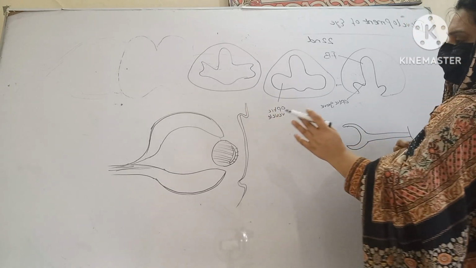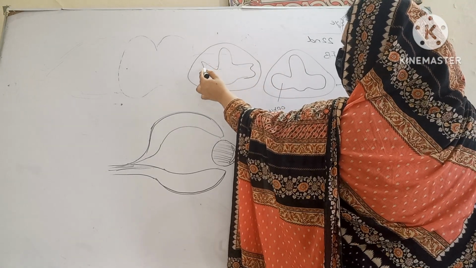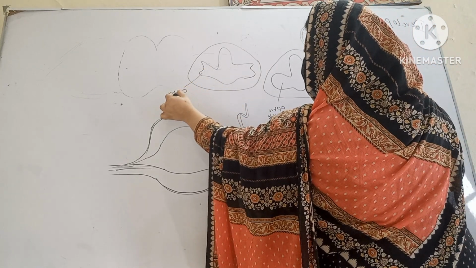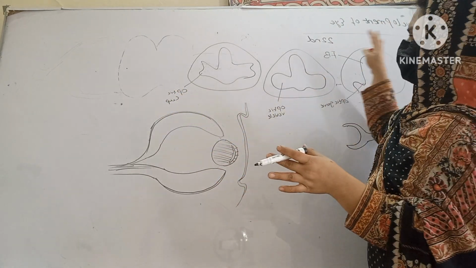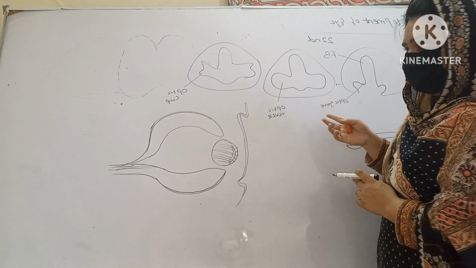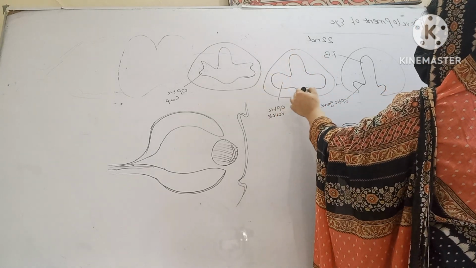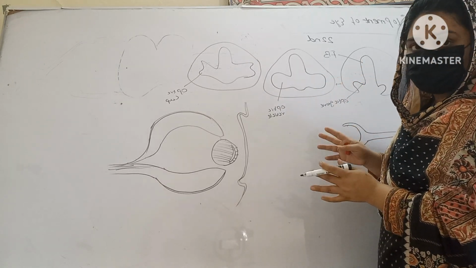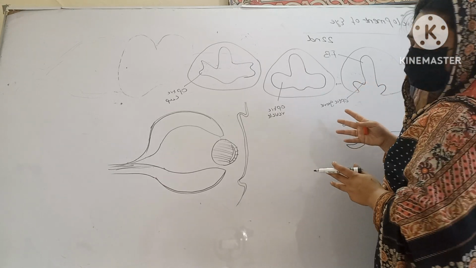Then later on in the development, this optic vesicle is indented inside and it takes the shape of the optic cup. Now this is the optic cup. Before starting in detail the development of the eye, you must know the sources which are participating in the development of the eye. The sources are the surface ectoderm, this is the surface ectoderm, and also the forebrain ectoderm and the neural crest cells. All these structures are participating in the formation of the eye.